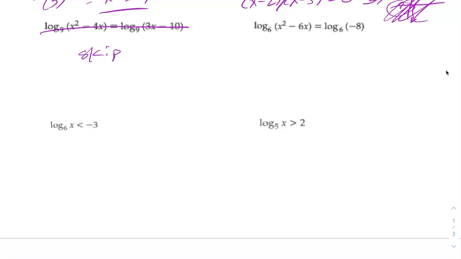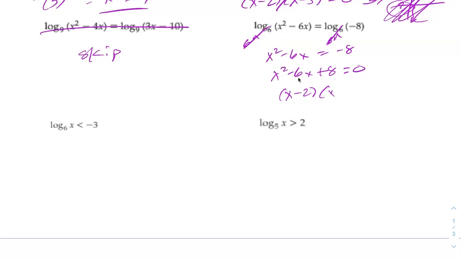Let's go down to this one. Same idea. Take the 6 of both sides. X squared minus 6x equals negative 8. And now set equal to 0. Move the 8 over. Factor it. I need two things to multiply to get negative 8, but add to get negative 6. So x minus 2, x minus 4.